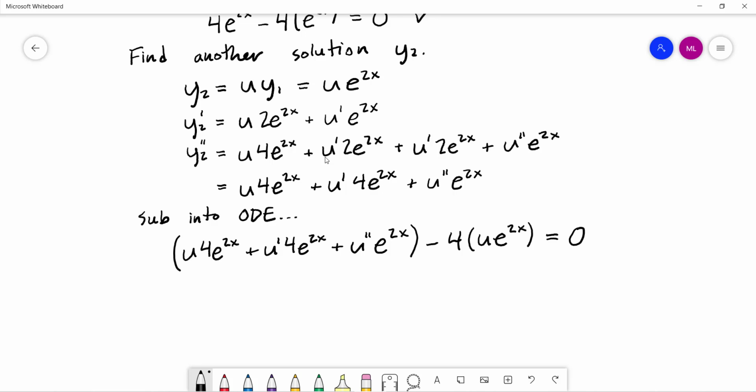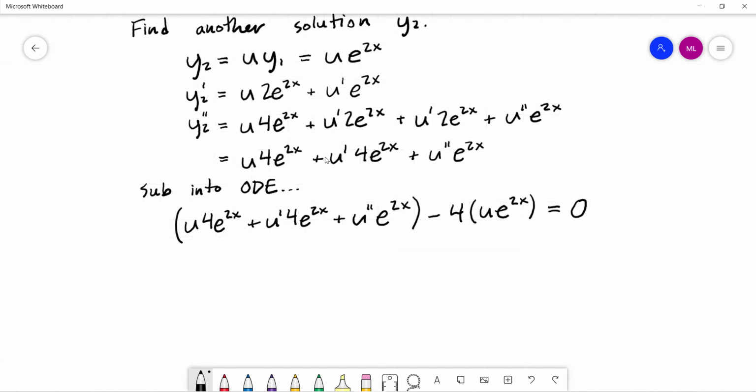And sure enough, we can kind of go through and check and see how things are going to work. And notice that this term here winds up canceling with this term here. Here I have 4e to the 2x times u. Here I have 4e to the 2x times u, but with a negative sign. So this whole piece will cancel with this whole piece. And this is always what we're hoping to have happen. The goal should always be to get the u term to cancel out, leaving us with only u double prime and u prime.